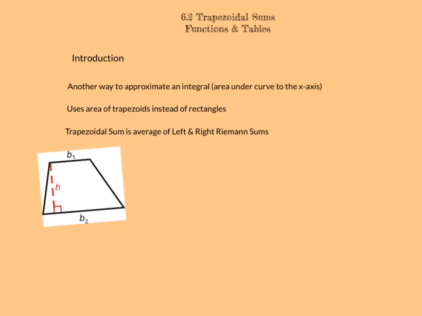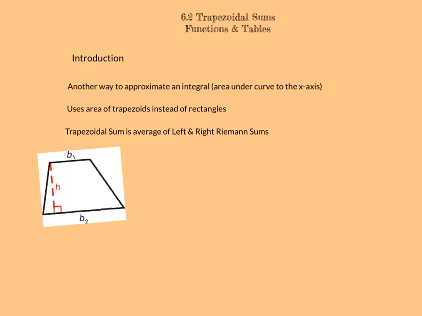A trapezoid is a quadrilateral. It's got 4 sides. 2 of those sides have to be parallel to each other, and the other 2 don't. If they were, it would be a rectangle. The height is the distance between those parallel sides, and those parallel sides are called the bases.